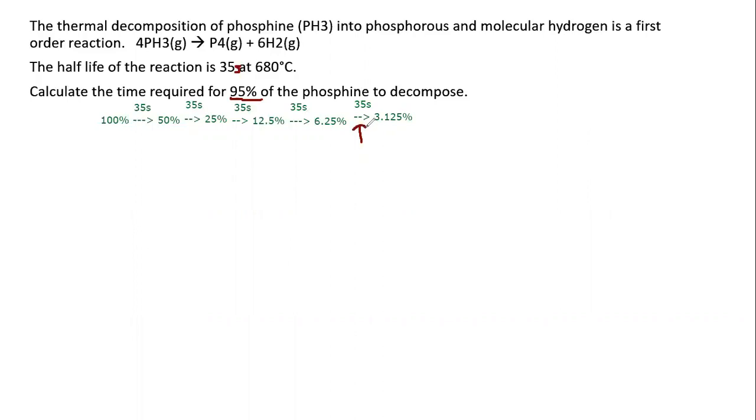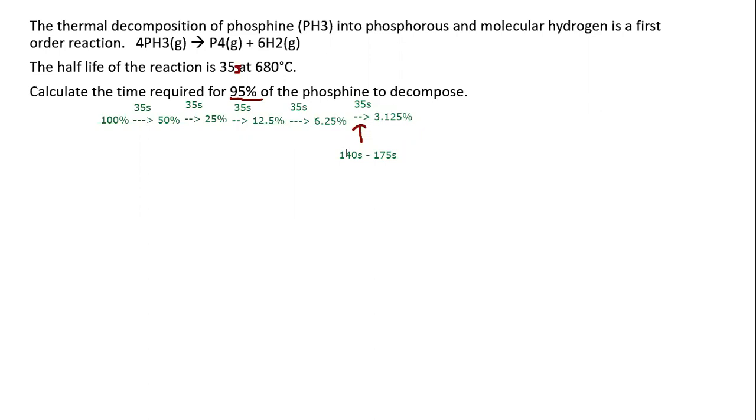So if we looked at the time for 4 half-lives, it would be 140 seconds, and 5 half-lives, 175 seconds. So we should be able to say for it to be 95% decomposed, it's going to occur between this number range, because that's between 4 and 5 half-lives. So 5% falls between those two numbers. This is just to give you an idea of the amount of time it's going to take.